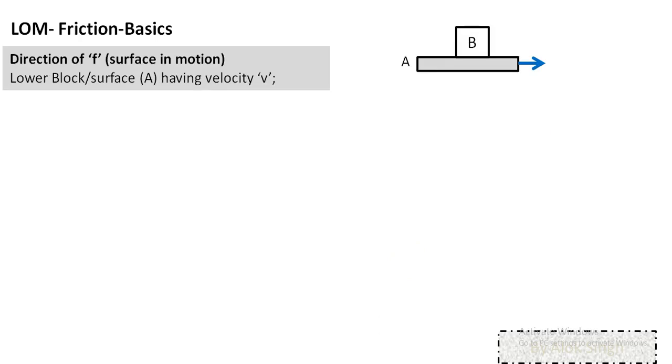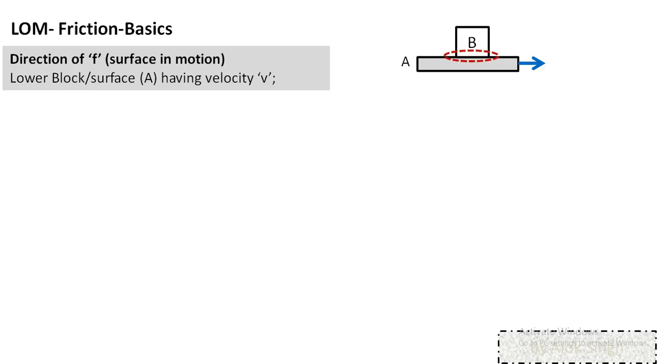So far we have dealt with a simpler case when the lower block or surface was at rest. Let's take a case where the surface is also in motion, or in other words, block B is placed on another block A, which is under motion. So lower block or surface A has velocity V. First of all, what would be the direction of friction force on each of the two blocks? Friction force will act in a pair, equal and opposite pair.